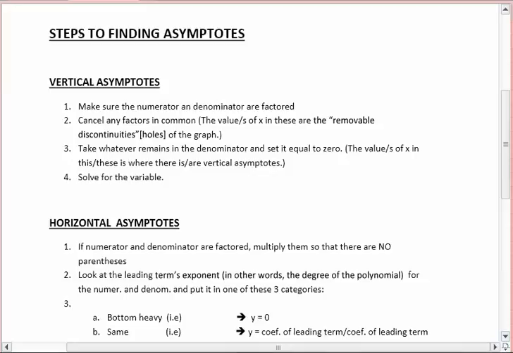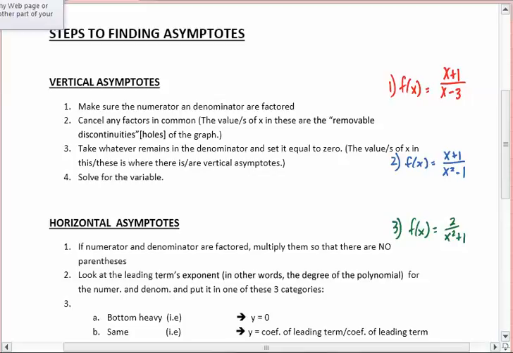Then we take whatever remains in the denominator and set it equal to 0, and that's where our vertical asymptotes are going to be. We solve for the variable, and that's how we'll know where the vertical asymptotes are. Let's take a look at some examples. This first one is x plus 1 over x minus 3. I'll give a couple more so we have them on here. Let's look at these 3 examples and go through the steps on each one to identify the vertical asymptotes.